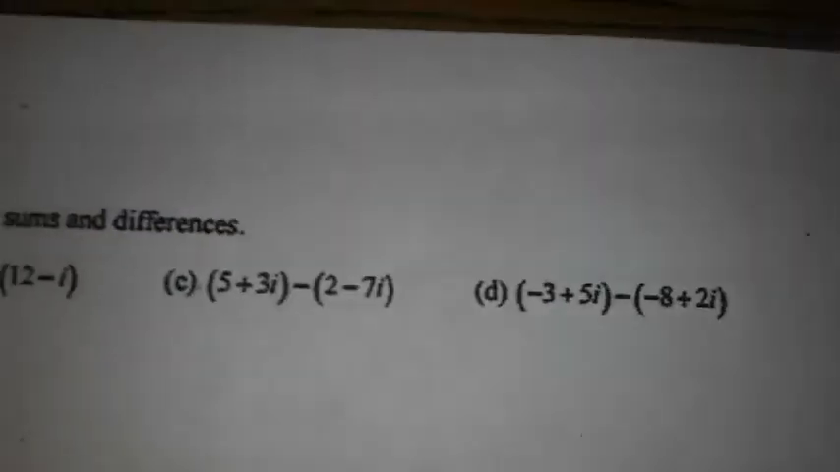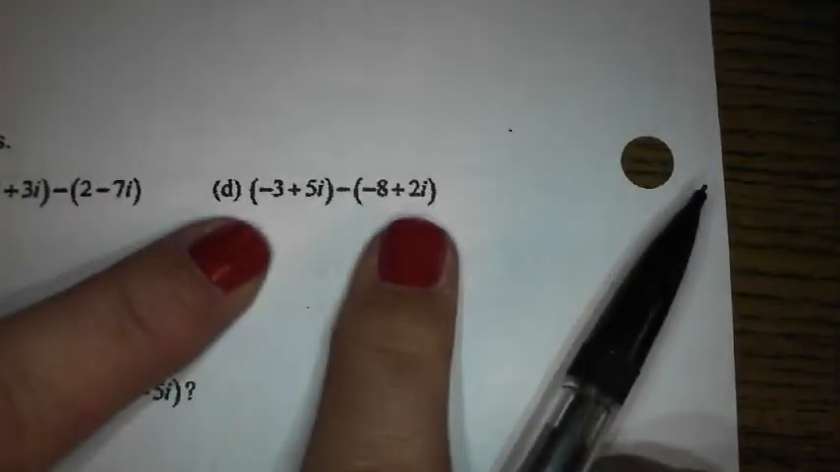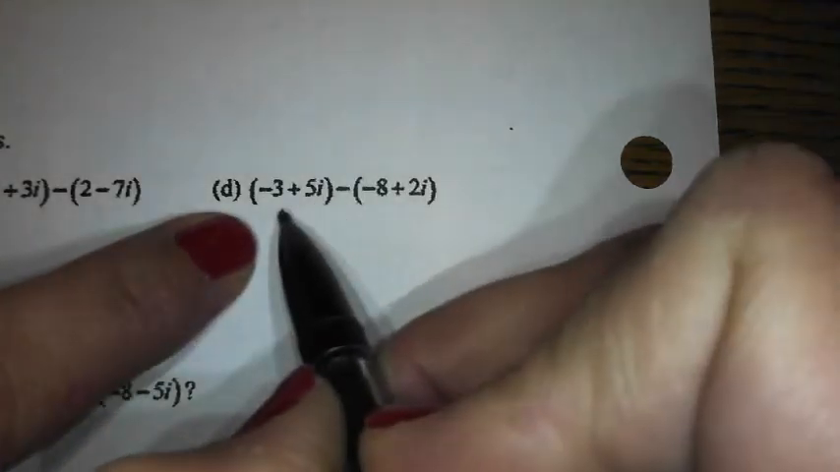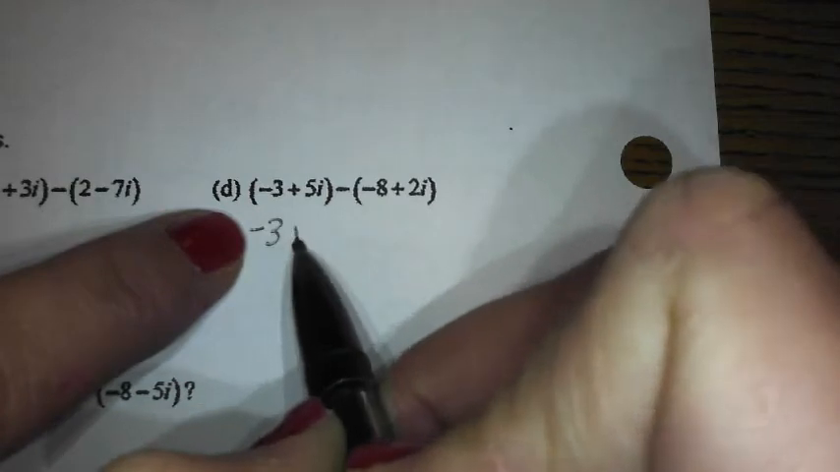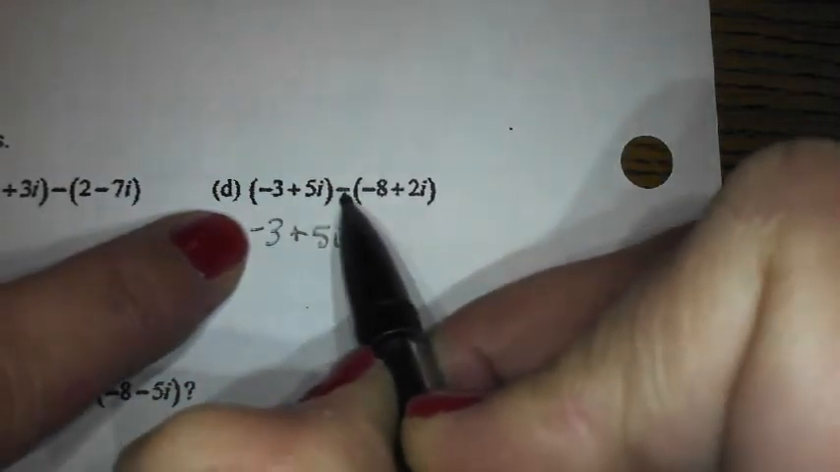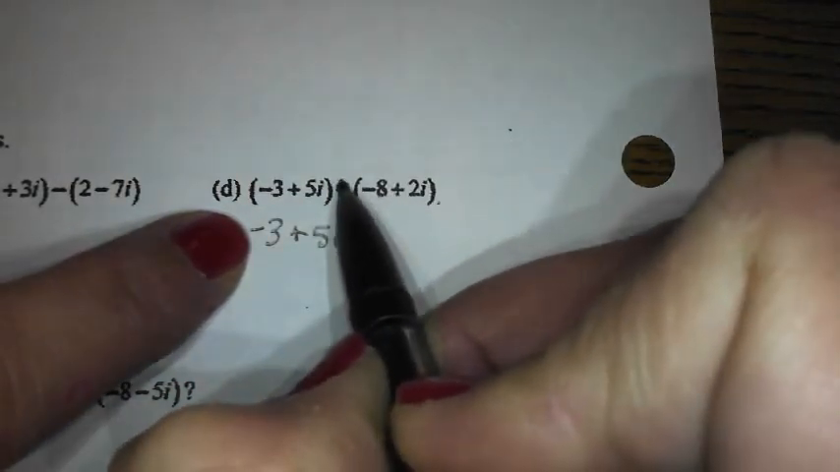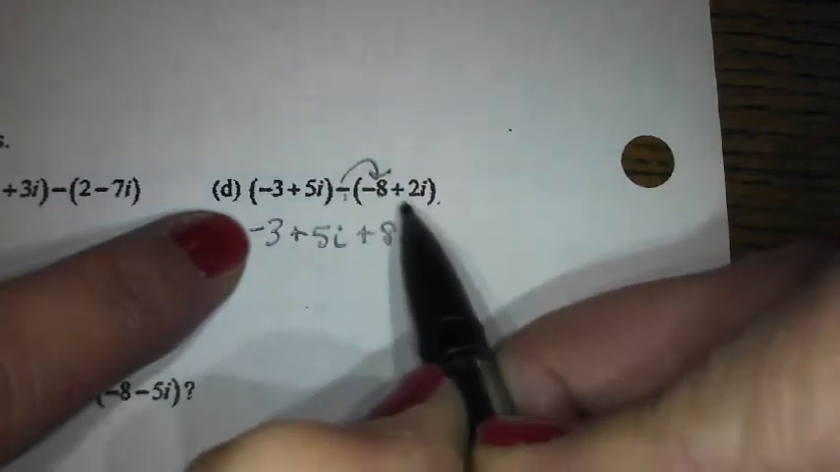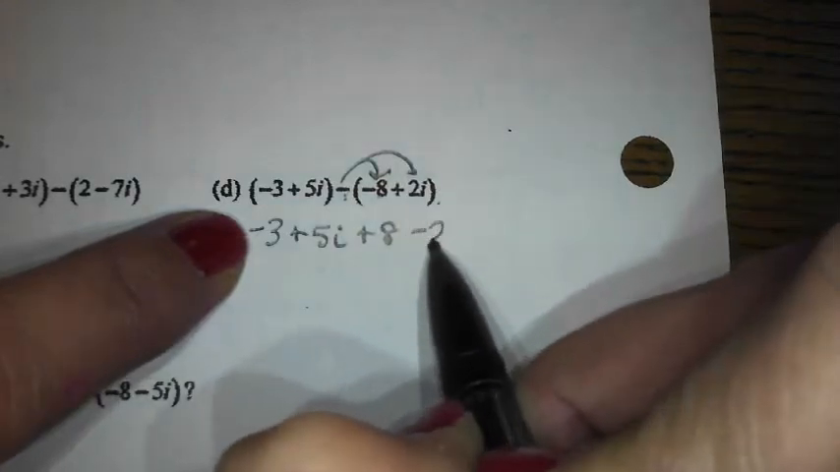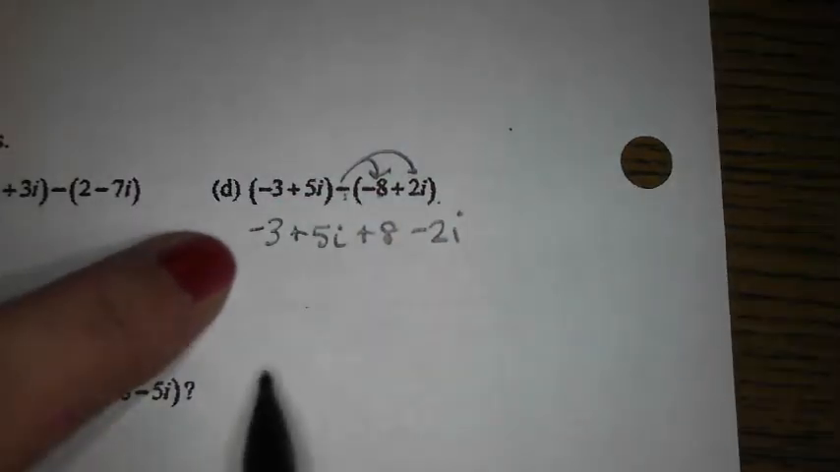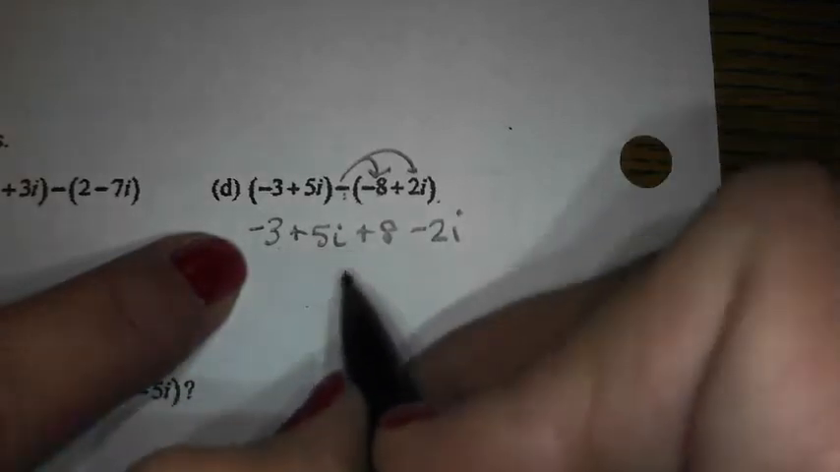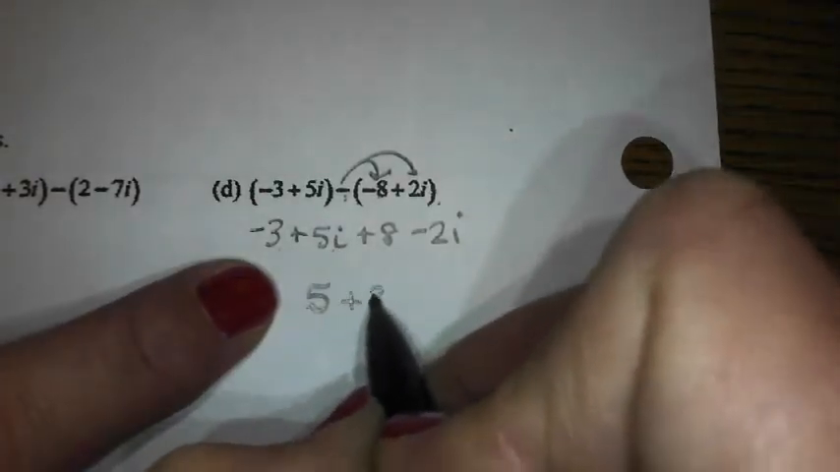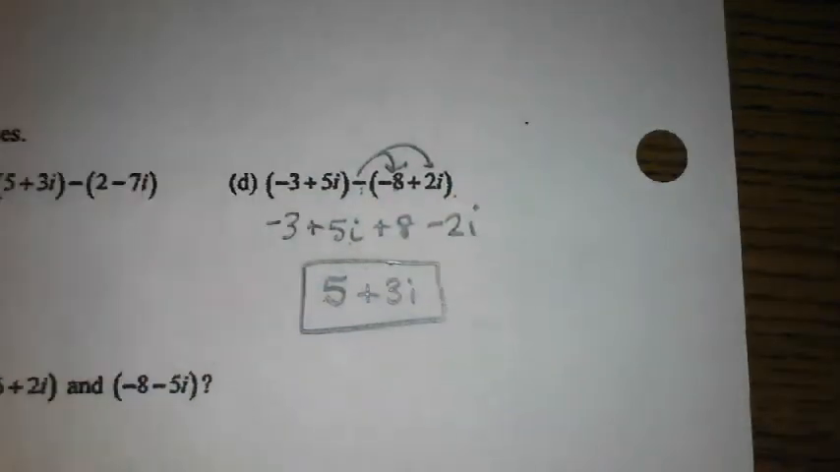Exercise 1 here, just sums and differences. We're just going to do part D. If you're asked to subtract, it's the same as operations would be with x's. So negative 3 plus 5i. And if you're subtracting a binomial, we need to distribute the negative, yes? So minus negative 8 turns to plus 8, minus 2i, and then combine like terms. Negative 3 plus 8 is 5, and then 5i minus 2i is plus 3i, and there's your a plus bi format.